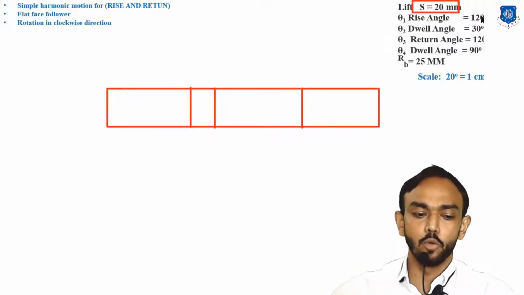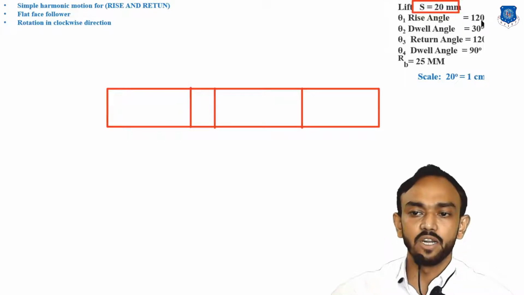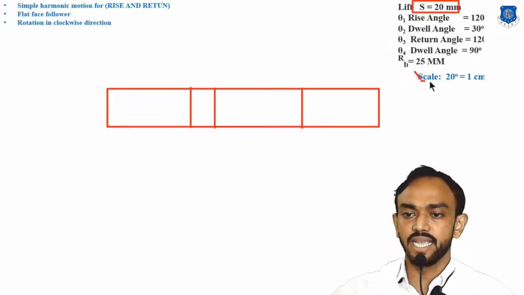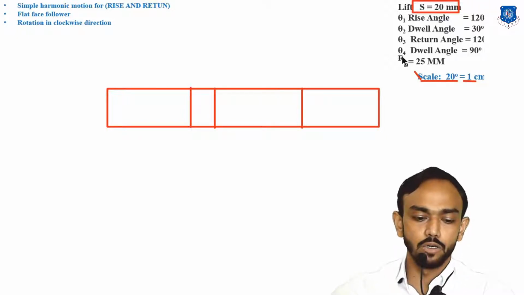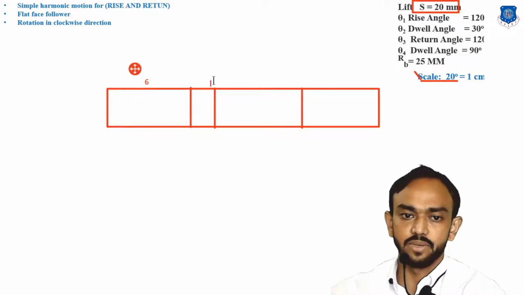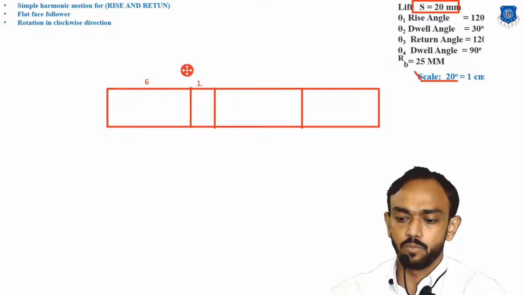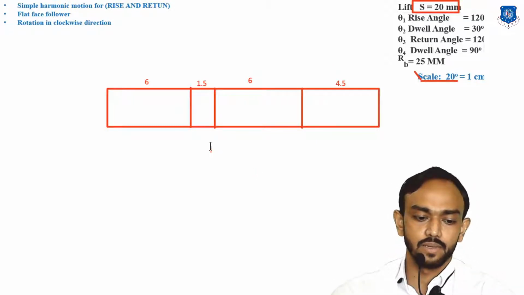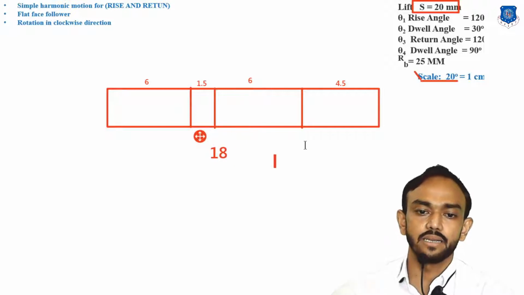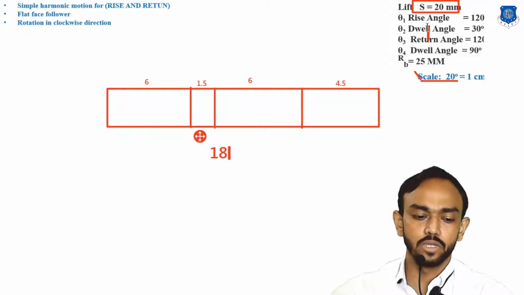Depending on this, we have to divide 120 by 20 because our scale is 20 degrees equal to 1 centimeter. Divide each angle by 20. 120 by 20 is equal to 6. So this will be 6 centimeter, this will be 1.5, this will be 6 and this will be 4.5. That's how you divide this total 18 centimeter into 4 parts, theta 1, 2, 3, 4.